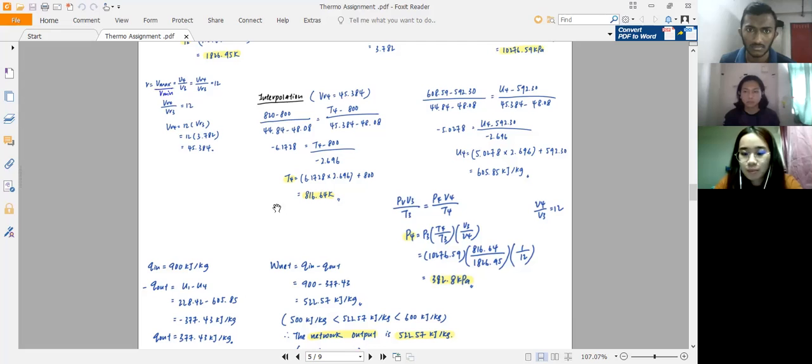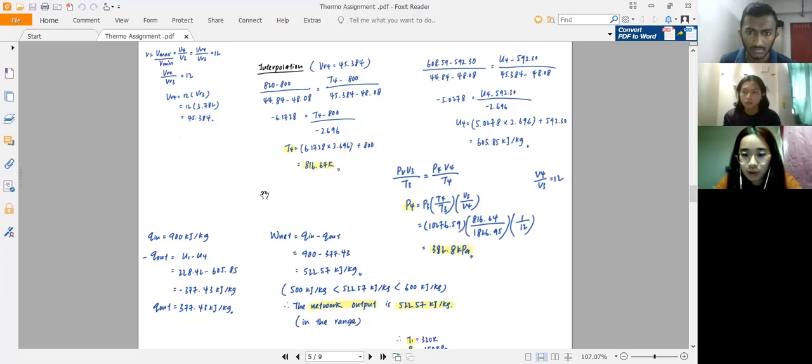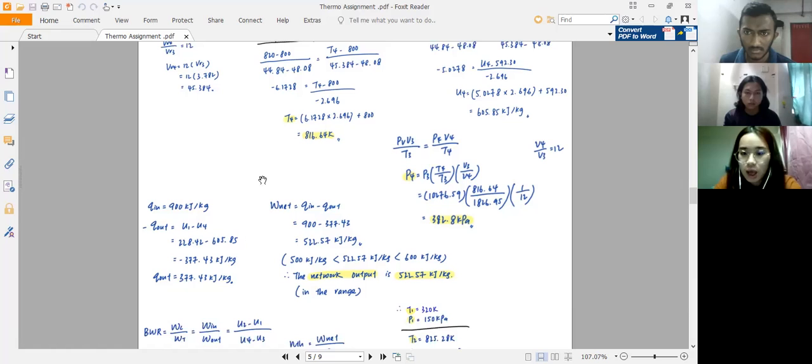And then for the same method, we use the ideal gas equation to find the P4, in which P3V3 over T3 is equal to P4V4 over T4. And then we obtain that the P4 is equal to P3 multiplied by T4 over T3 multiplied by V3 over V4. And then we know that the V4 over V3 is equal to 12. So V3 over V4, we just substitute 1 over 12. So we obtain that P4 is equal to 386.8 kilopascal.